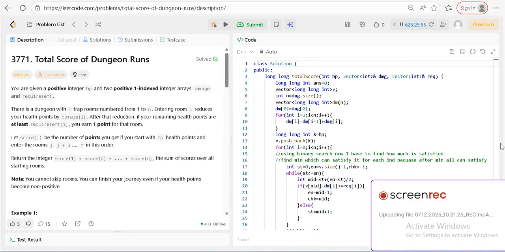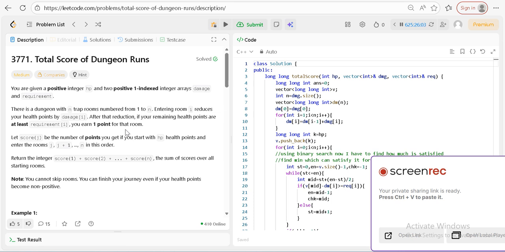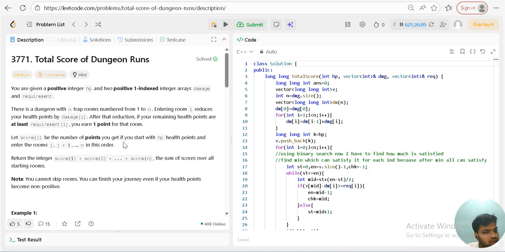Problem number three of the weekly contest, 479. Okay, so first let's understand what the problem says. It is a lengthy description, but great, everything is covered in that.